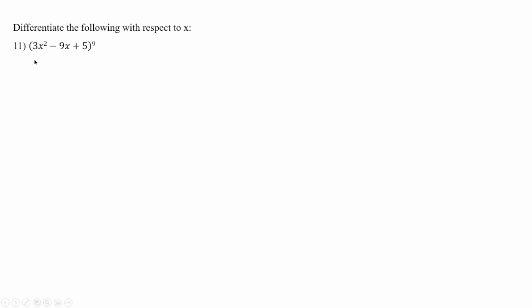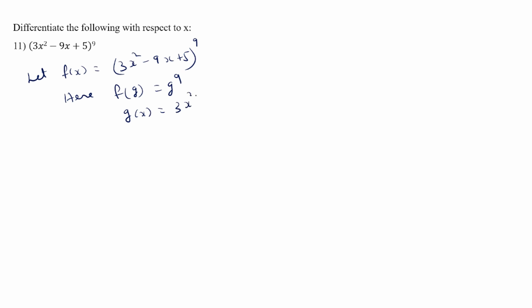Next question, 3x square minus 9x plus 5, the whole raised to 9. So let us take f of x is equal to 3x square minus 9x plus 5, the whole raised to 9. Here f of g is g raised to 9 and g of x is 3x square minus 9x plus 5. Therefore, f dash of x will be f dash of g into g dash of x.